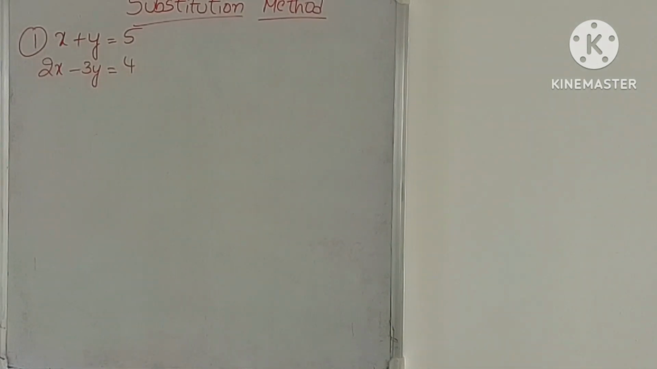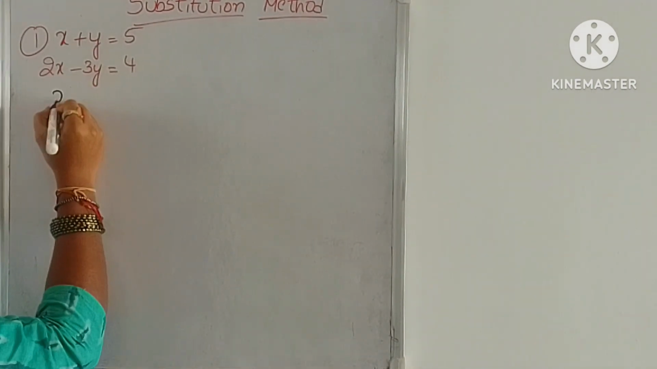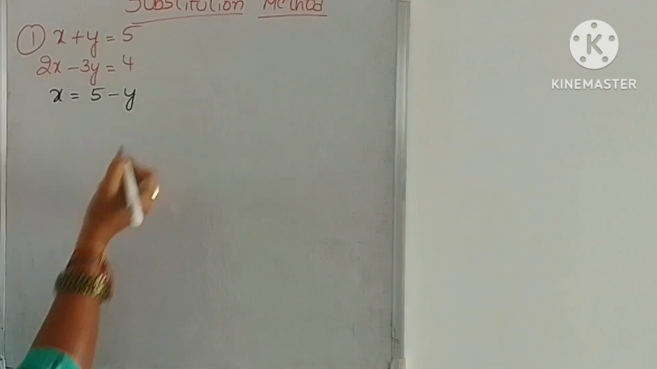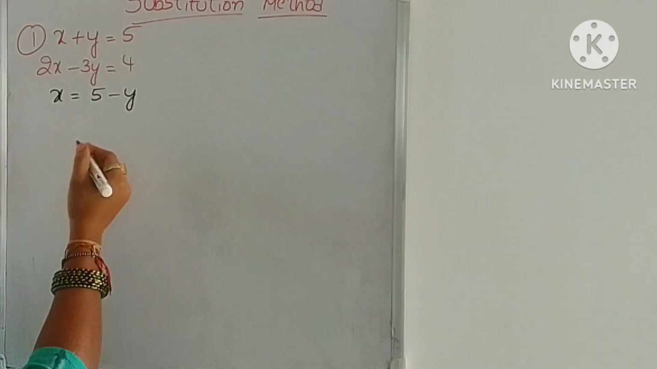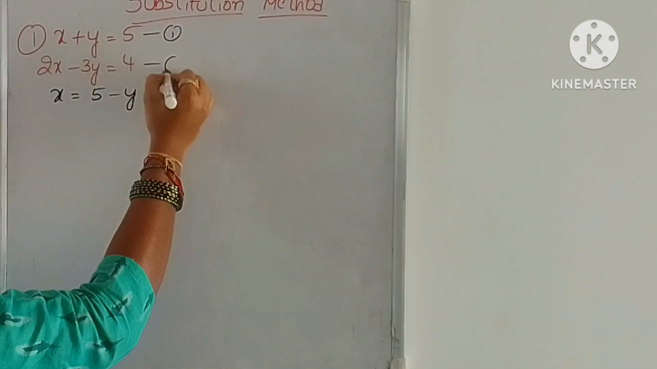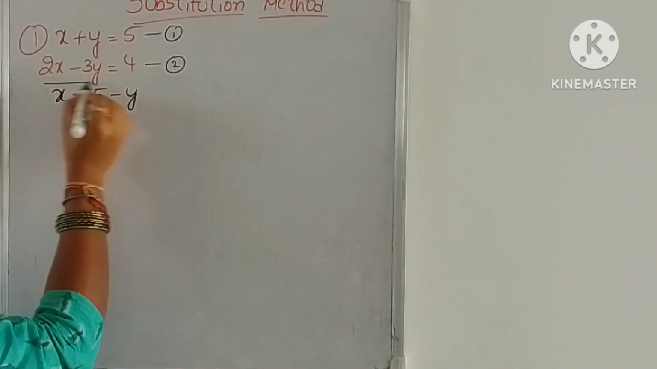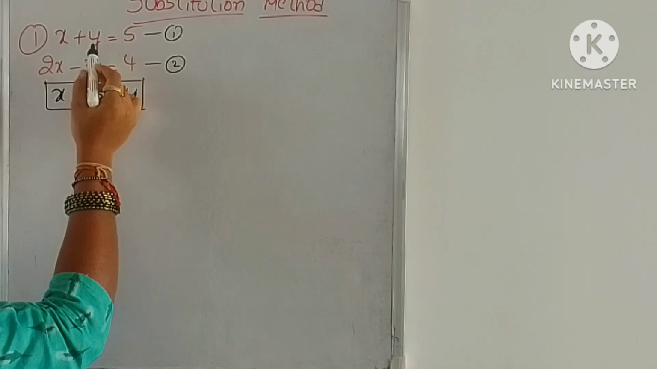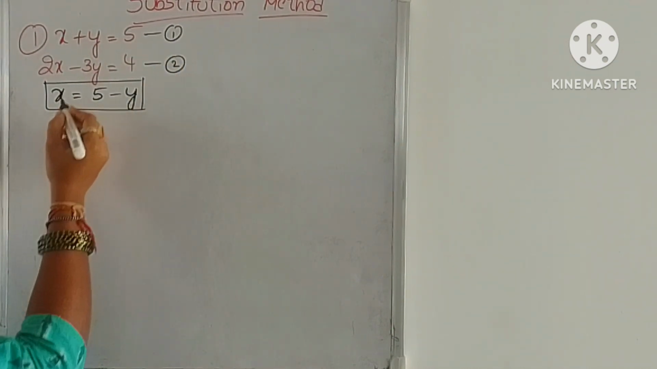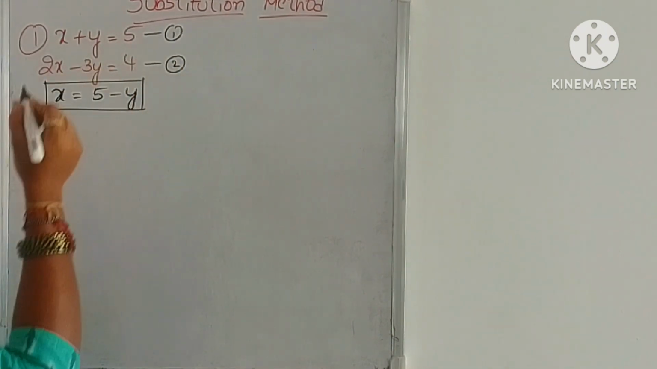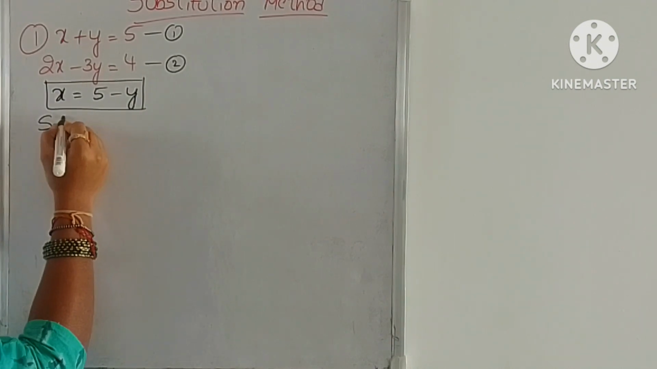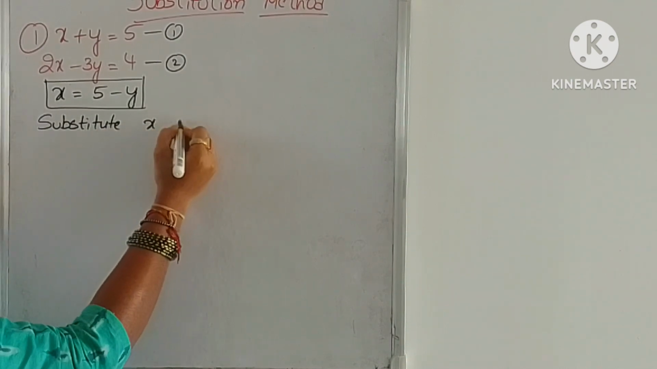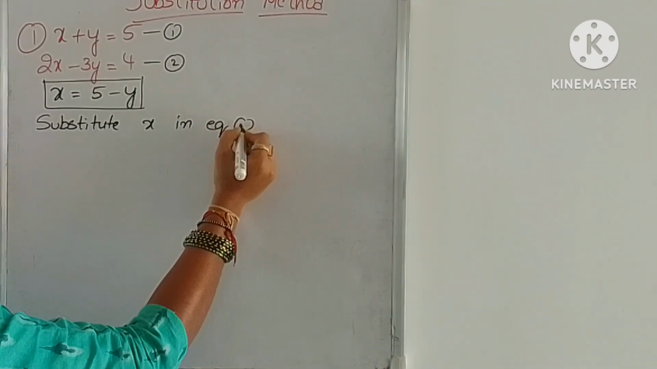So first, x is equal to 5 minus y as per equation 1. This is equation 1 and this is equation 2. So x is equal to 5 minus y. How did I get this? I have taken this y to the RHS side. Now substitute the x value in equation 2. Substitute x in equation 2.